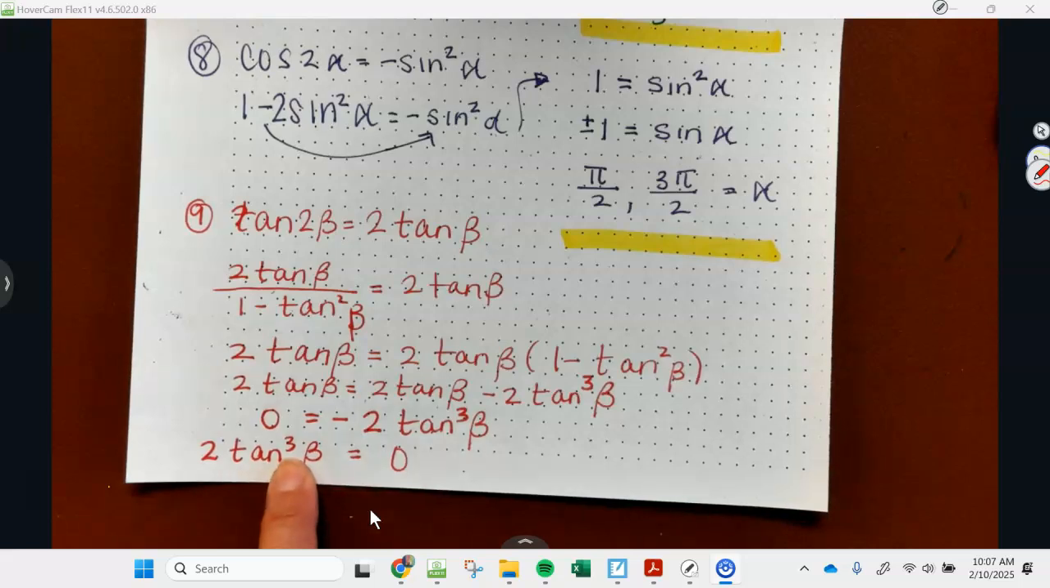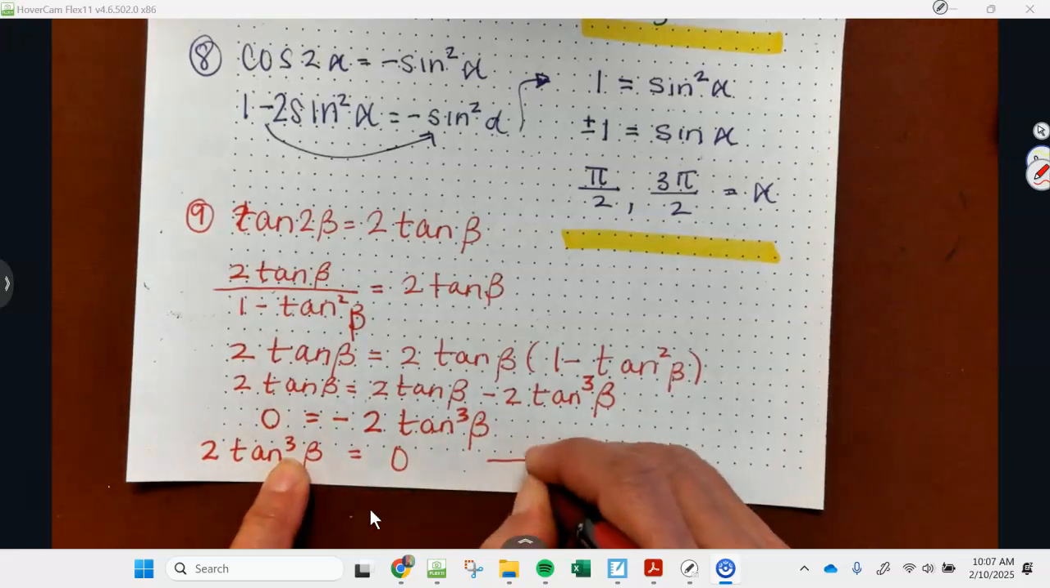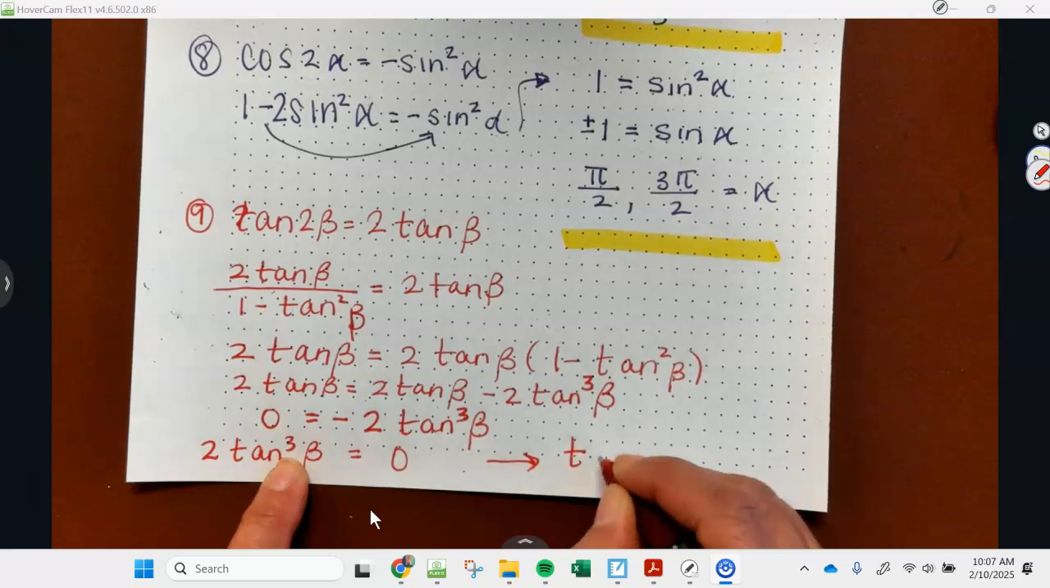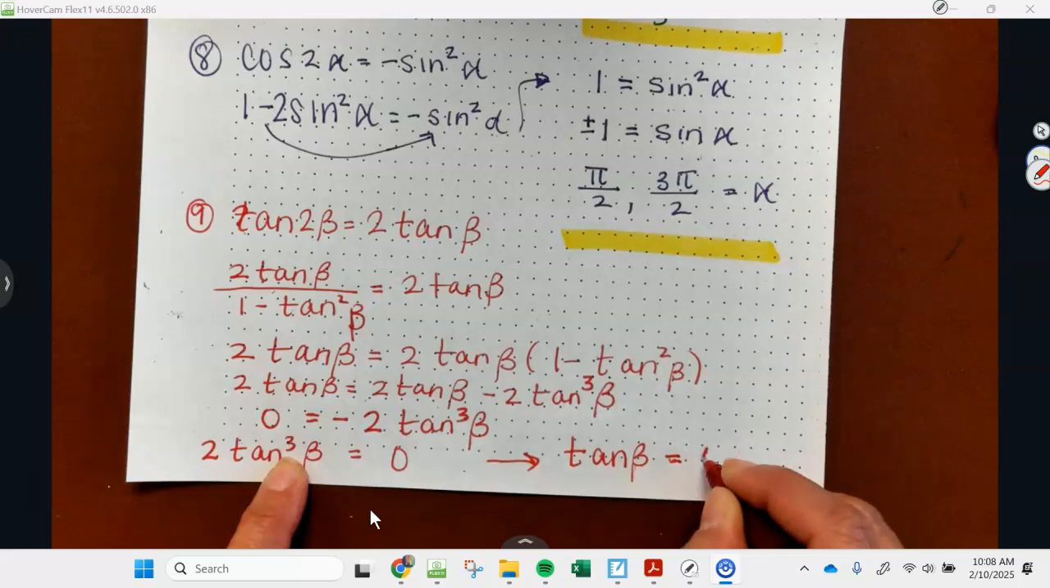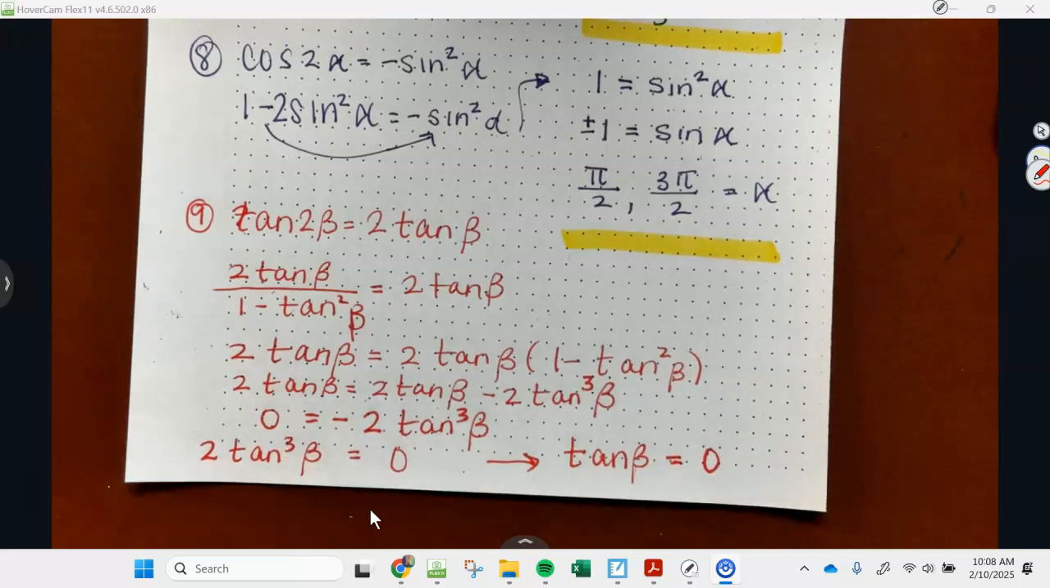Y'all, that's to the third power. So technically we are cube rooting both sides. The cube root of 0 is 0. And guys, y'all have two places where tangent equals 0. There's two places where tangent equals 0, then there's two places where it's undefined.